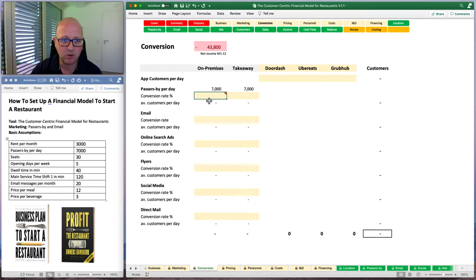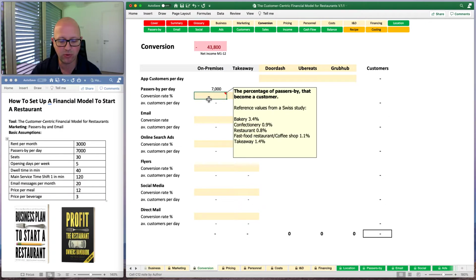So you see, you can put in here the conversion rate. And what does it mean? Conversion rate means how many people from the passers-by are becoming your customer. Let's say 100 people pass by your restaurant and 1 of 100 becomes your customer, then your rate is 1%. And the question is now, what's your conversion rate for your location?